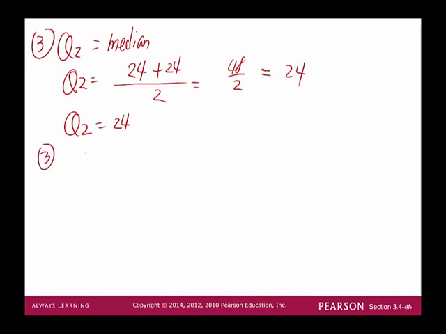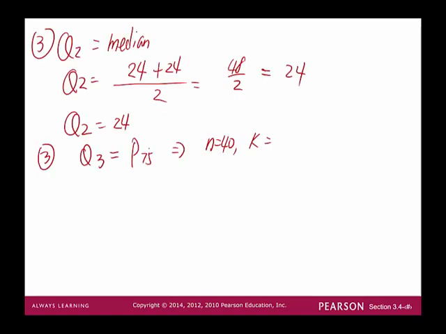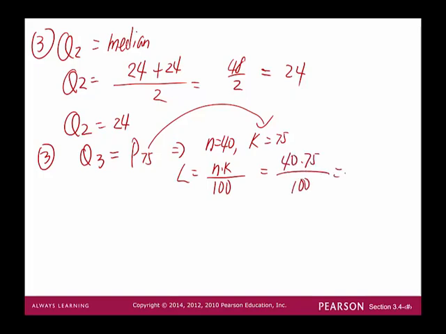Now let's look at quartile 3. Quartile 3 equal percentile 75. So now n equal 40, k equal to 75. So locator equal to n times k over 100. So it's 40 times 75 divided by 100. That's 3,000 over 100. That's right, 30. Again, this is 30. So this is still a whole number.